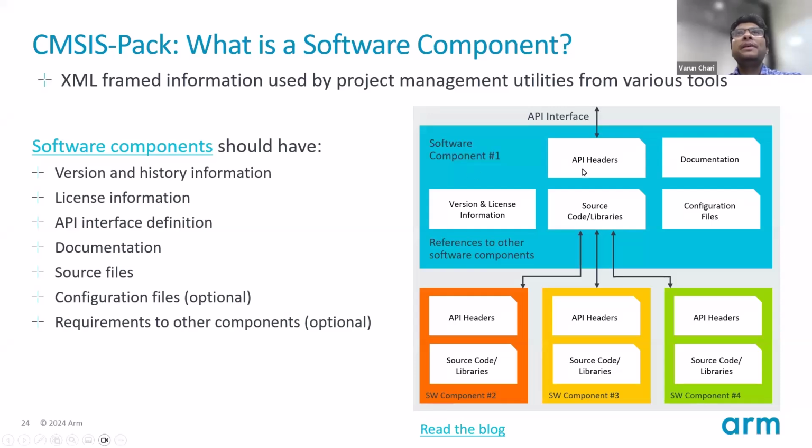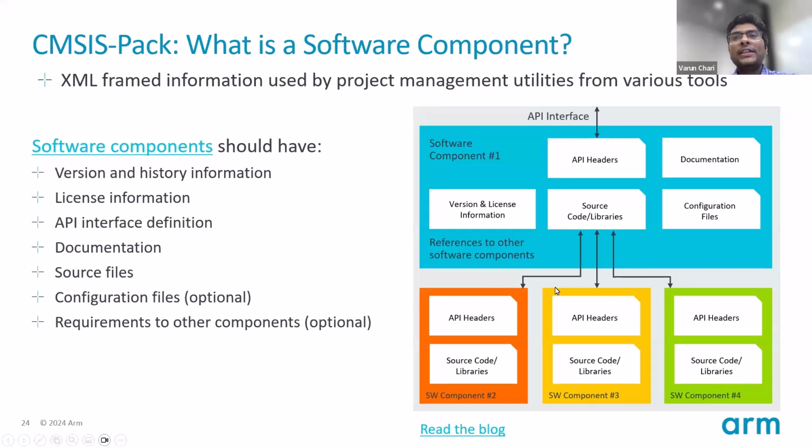It has various API headers that are required by the standardized CMSIS. For example, for an Ethernet driver, you have RX, TX, the control structures for RX pins, the RX buffers, TX buffers, and all those things. Those are standardized APIs that are exposed. Then you provide version and licensing information, and the code and source libraries are the implementation part of it.